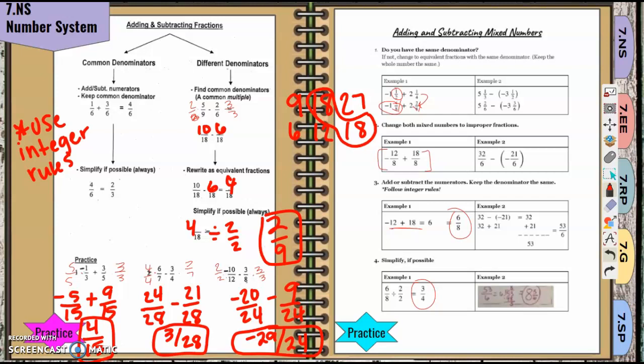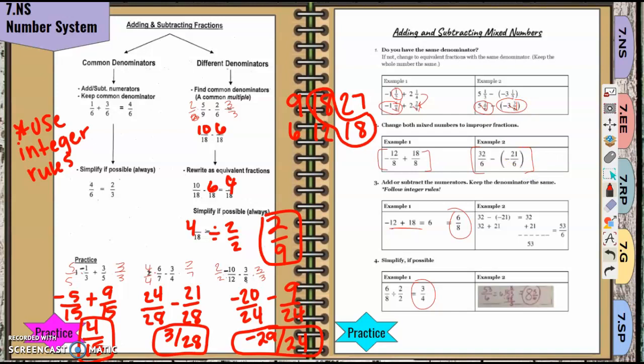Same thing for example 2. 5 1/3 minus negative 3 1/2. So we're going to get a common denominator of 6, which means we multiply 1/3 by 2. That gives us 5 2/6. Multiply 1/2 by 3. That gives us negative 3 3/6. Convert to an improper fraction. 5 times 6 is 30. Plus 2 is 32. 3 times 6 is 18. Plus 3 is 21.